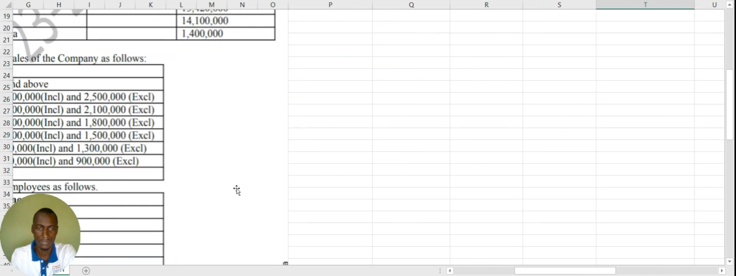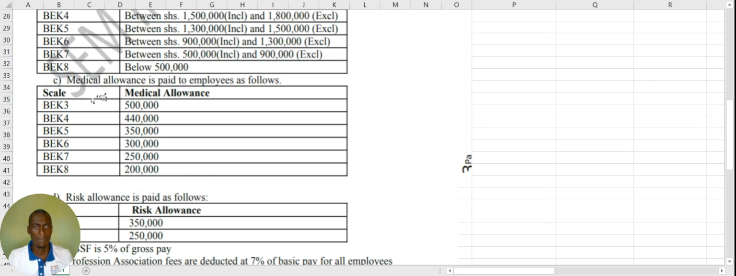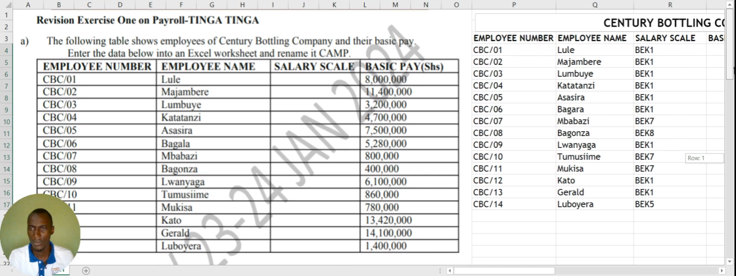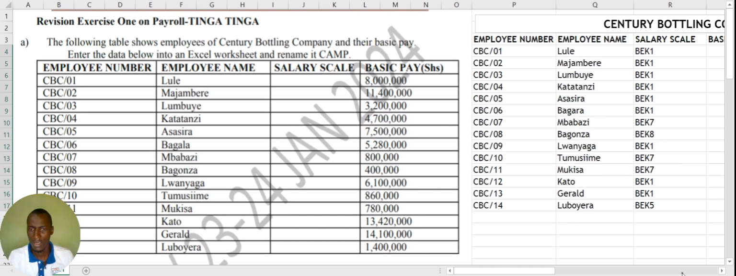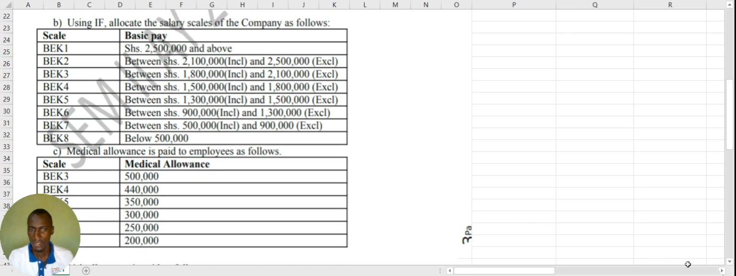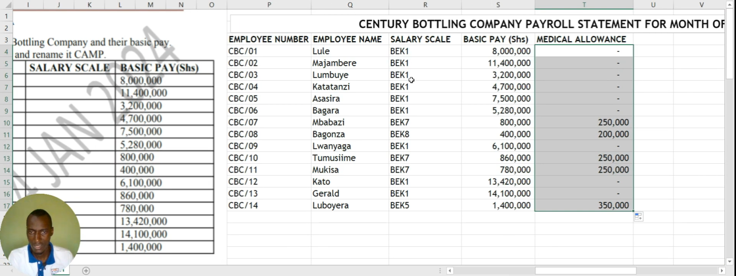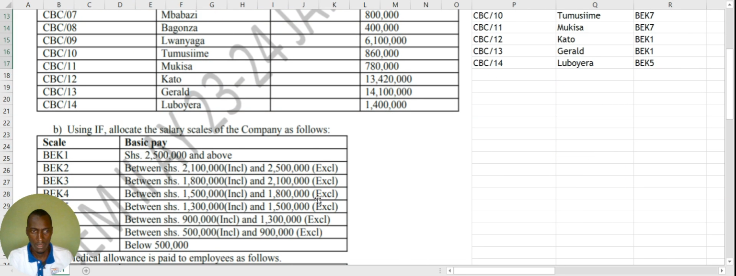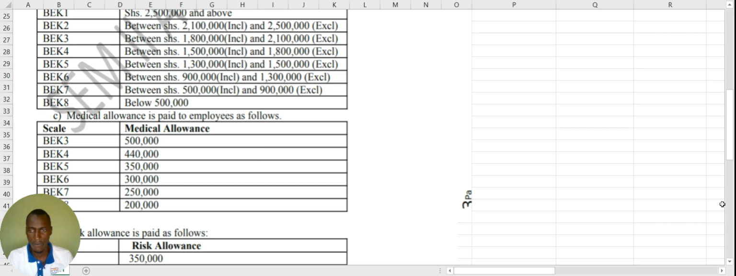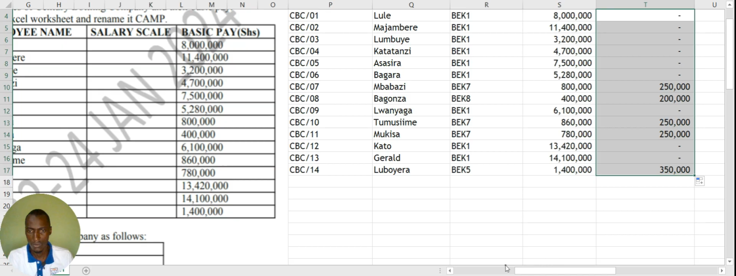But just to confirm, let us check to prove those figures. For BEK3 we have 500,000 as the medical allowance. So check those employees with the salary scale of BEK3. Do we have any BEK3? No. Then BEK4, 440. Do we have any in that salary scale? We don't have.